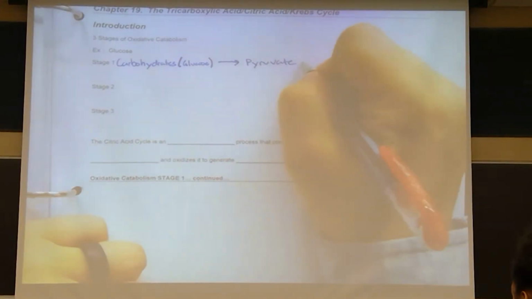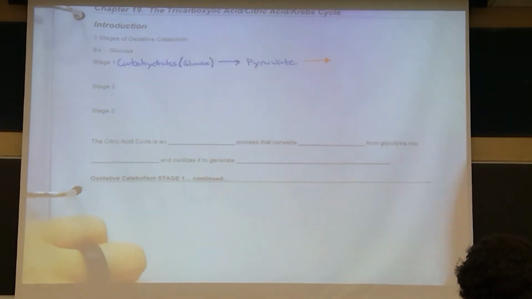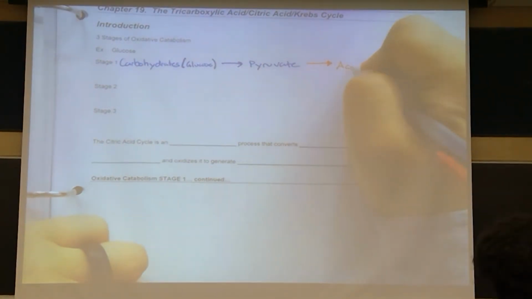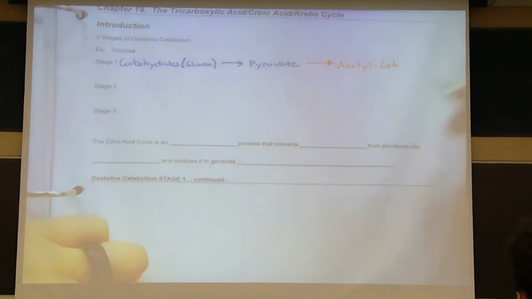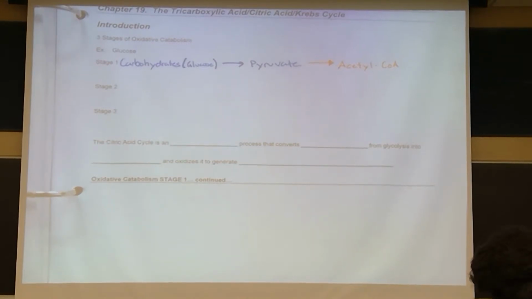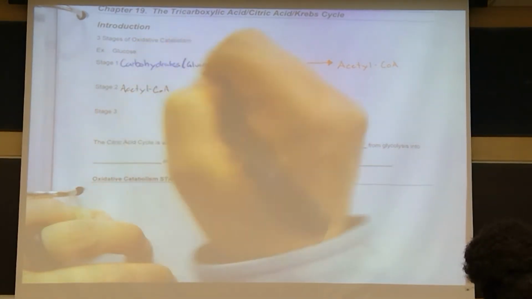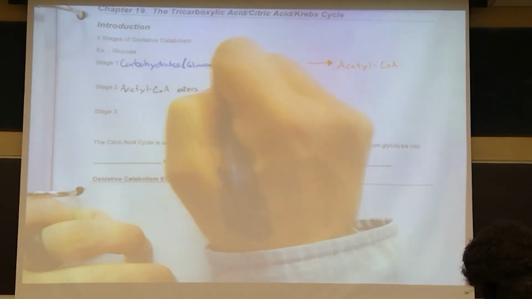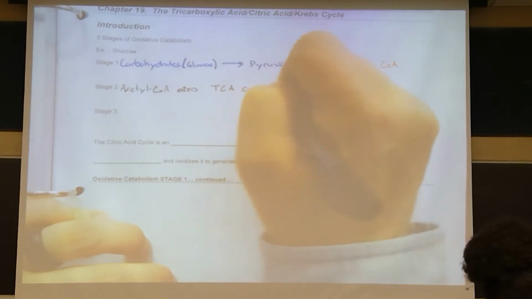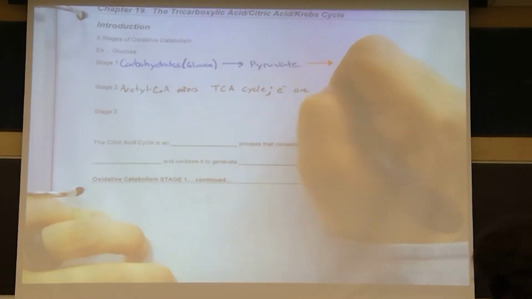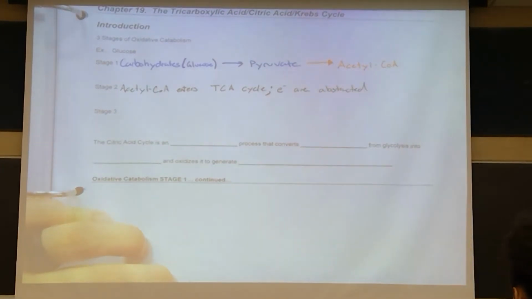What we are going to talk about right now, in about 5 minutes, is the conversion of pyruvate to acetyl-CoA. This is a convergence point of all oxidative pathways, of all catabolic pathways, getting to acetyl-CoA. Once we can get to acetyl-CoA, the TCA cycle. So stage 2: acetyl-CoA enters the TCA cycle, electrons are extracted, and NADH and FADH2 are generated.